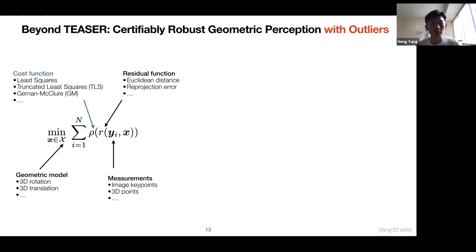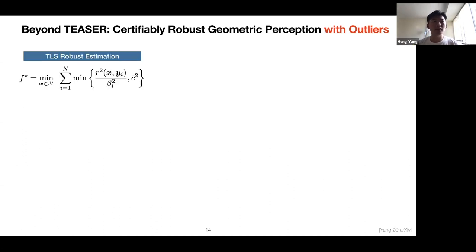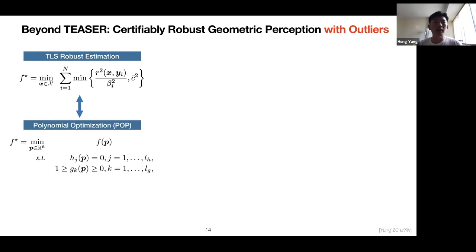For example, it can be least squares if you don't have outliers. If you have outliers, you can use truncated least squares or other robust cost functions. Inspired by the success of TEASER, we're going to continue using the TLS robust cost function. So in this case, the previous optimization problem will be converted to this problem, where you still have an explicit threshold for the inlier residuals. And now we still use a similar technique as what we did in TEASER: we're going to convert this messy TLS estimation into a more standard optimization problem called polynomial optimization.